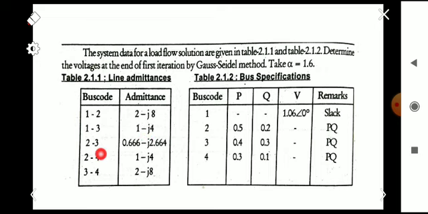Other buses are also specified here, and in the second table, the bus 1 is a slack bus. It is given as a slack bus because only the voltage is specified there, and the other 3 buses are PQ buses, that is, we can call them load buses. For a load bus we know that the real power and reactive power, P and Q, will be specified. So here they are specified, and bus numbers 2, 3 and 4 are the load buses. And we have to find the voltages at the end of first iteration.